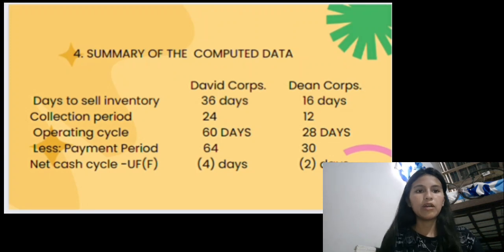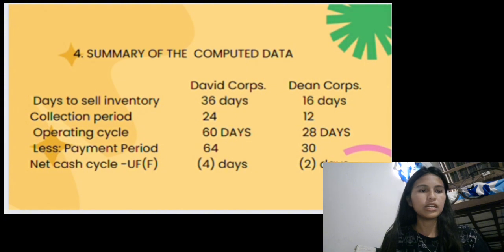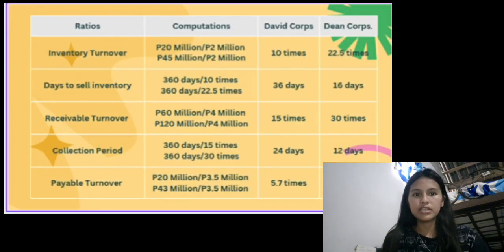So, good morning. I will discuss the continuation of the report. So, the summary of the computed data. Meron dito na David Corporations and Dean's Corporations. Days to sell inventory niya na 36 days sa David Corporations and 16 days sa Dean Corporations. Nakuha siya dun sa computation kanina na days to sell inventory dito na 36 days then 16 days.